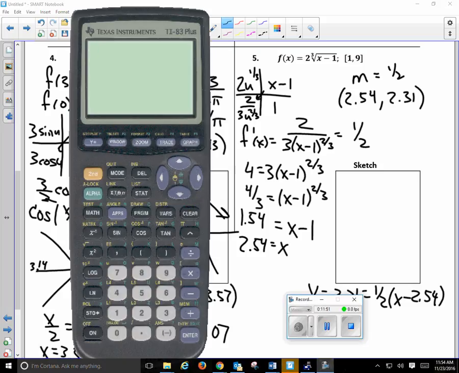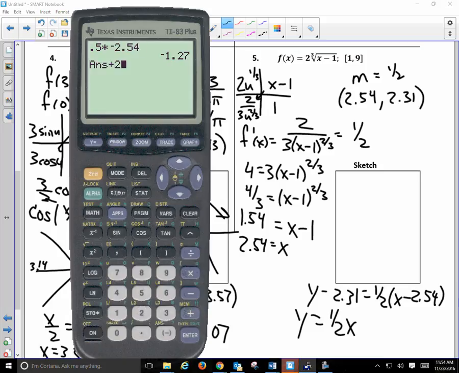Okay, we're going to write this equation for the line, then we're going to plug it in. You guys got time to work. So, got y is equal to 1/2 x. We're going to take 0.5 times negative 2.54 plus 2.31. And I get 1.04.